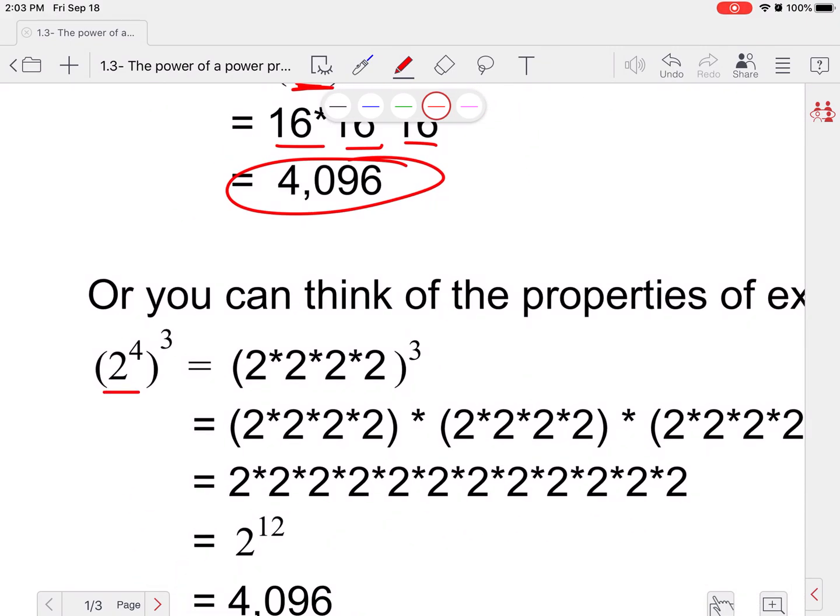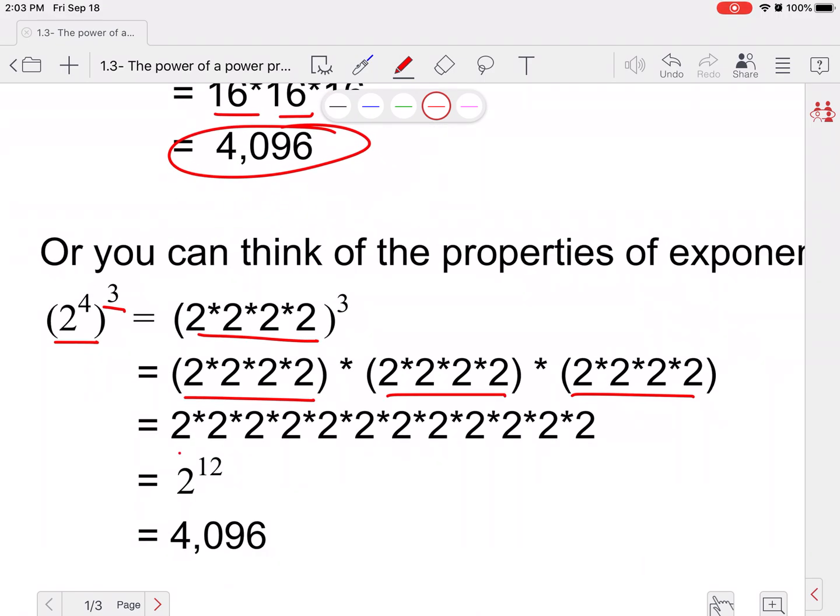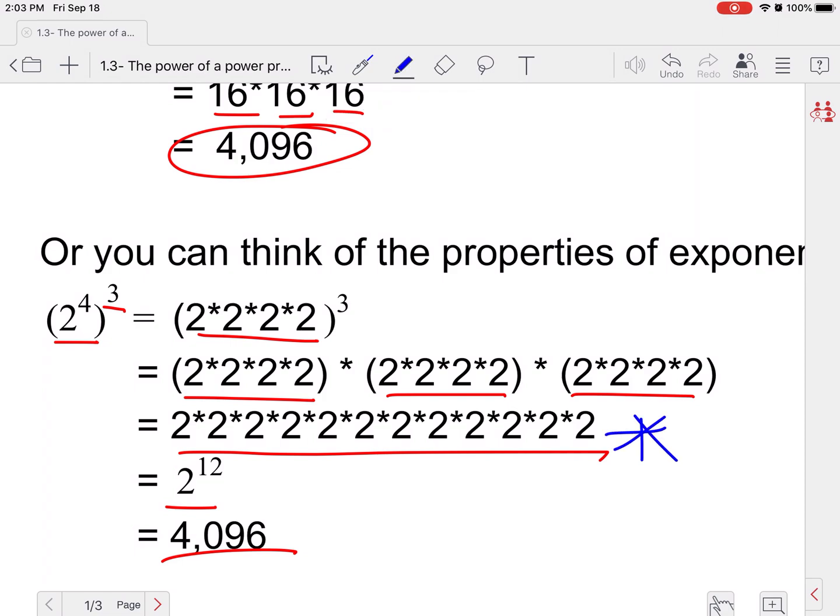We can say 2 to the 4th 3 times. So that would be 4 2s, 3 times. So a set of 4, a set of 4, a set of 4, which gives me all these wonderful 2s, which conveniently is 2 to the 12th. And if I type 2 to the 12th into the calculator, that is 4,096. But we don't want to have to write out 12 2s. Imagine if it was 100 2s. That would be really annoying.